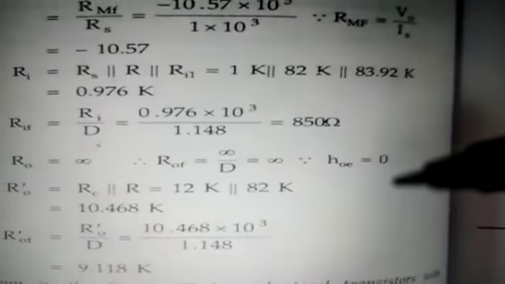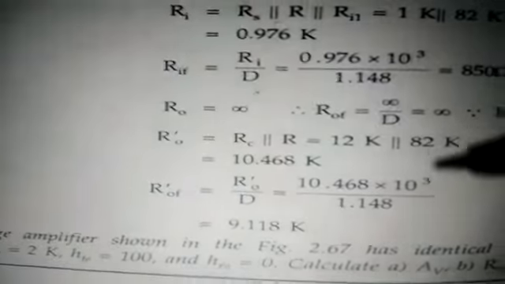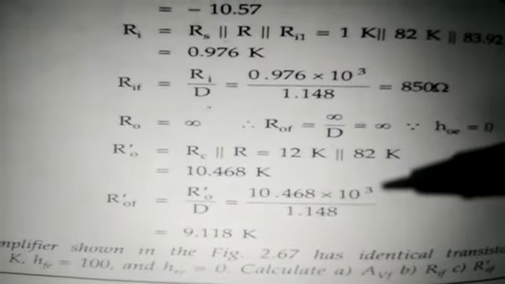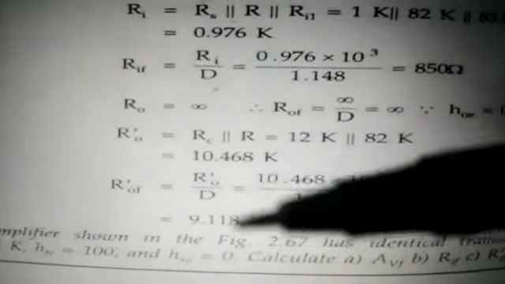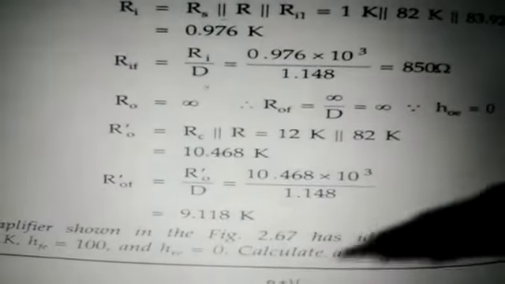HOE is already 0, and hence the effective output resistance is RC parallel to R. Since ROF is 0, you can calculate effective only RC parallel to R, and this output resistance with feedback is R dash O divided by D. So this is 9.118K.